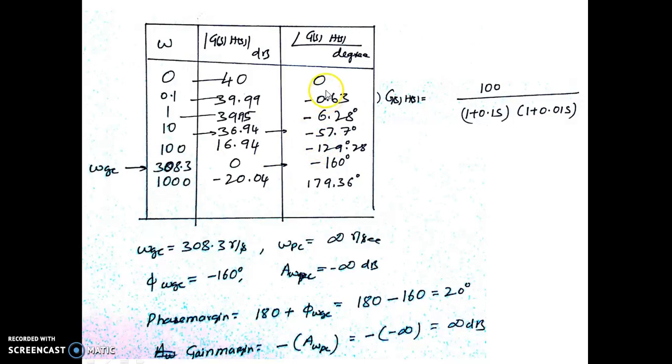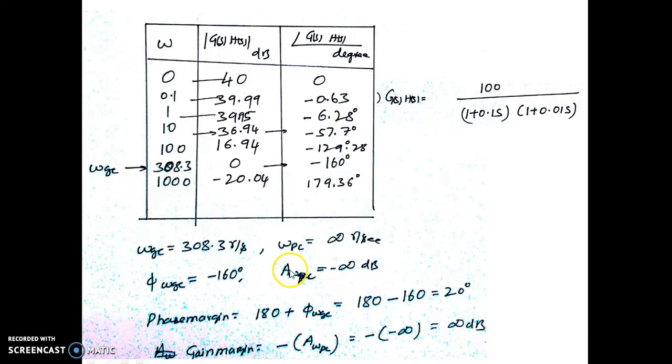Since it's a second order system having only two poles, the omega pc is at infinite, because we only reach minus 180 degrees of phase at infinite radian per second. So corresponding to omega gc of 308.3 radian per second, we have the corresponding phase as minus 160 degrees, which is phi of omega gc.